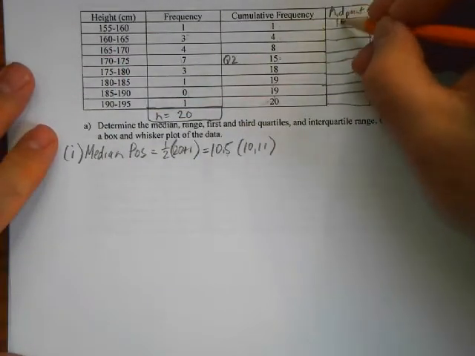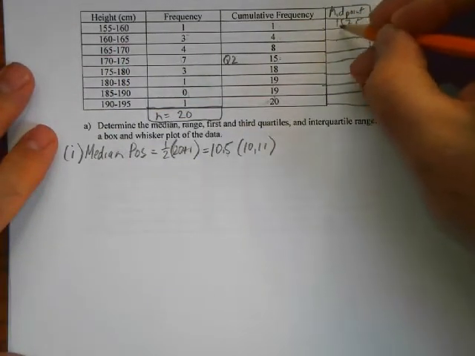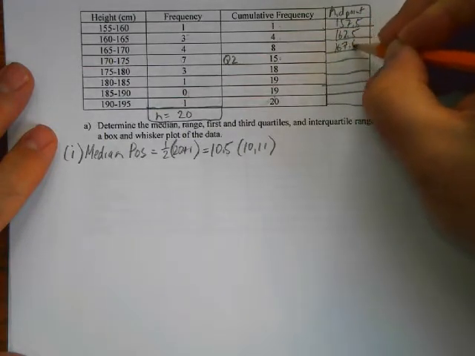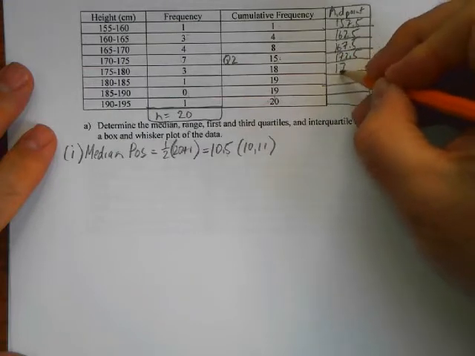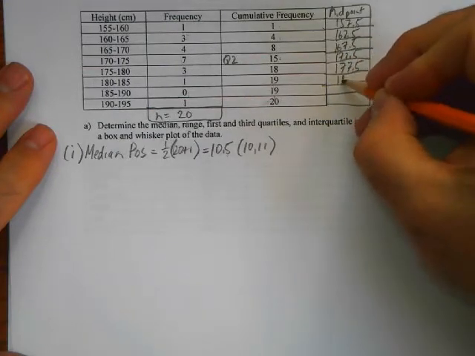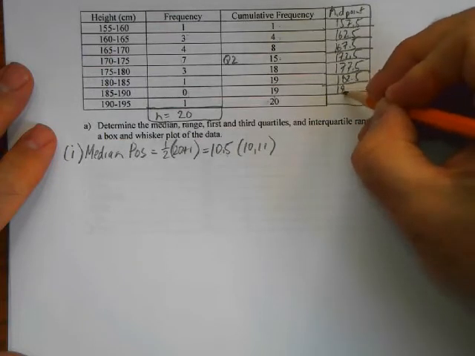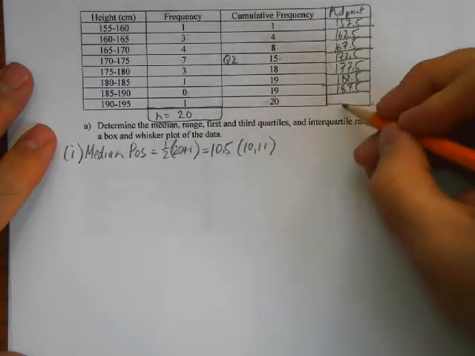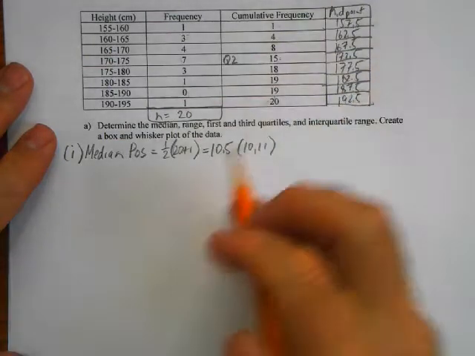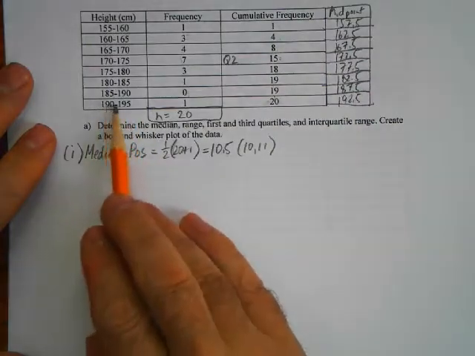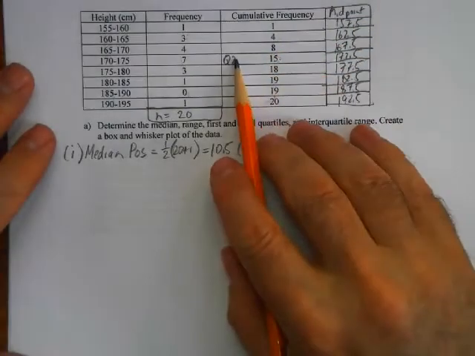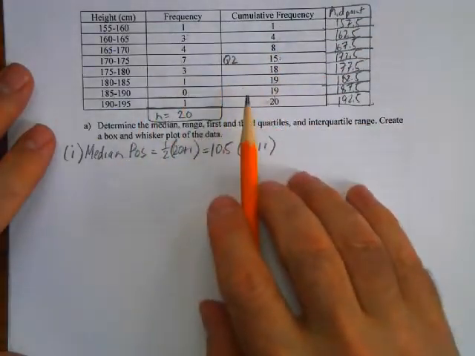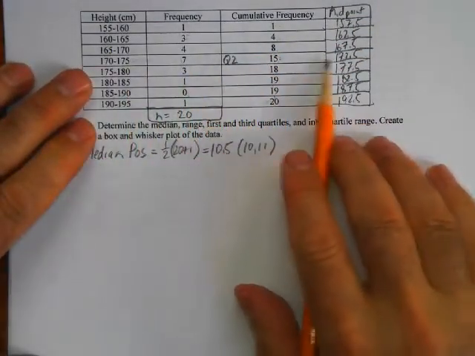Okay, and the midpoint is just the average of the two, so it's very easy to do. So 157.5, and it goes up by 5s. 162.5, 167.5, 172.5, 177.5, 182.5, 187.5, and 192.5. So it's just taking those two values, adding them together, and dividing by 2. So we know that Q2 lies in this group. So what value do we give the median? We give it the midpoint.